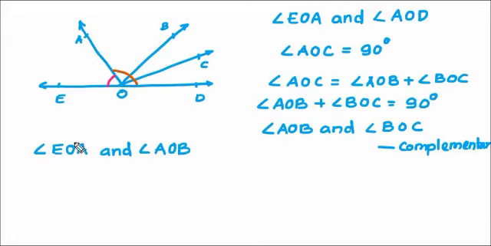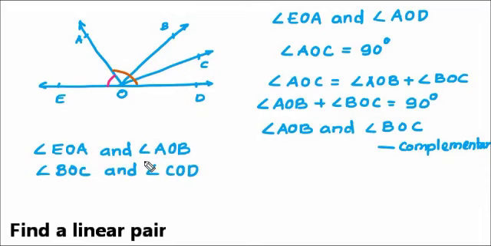So this is one pair, and the second pair we can see is again BOC and COD. Here OC is a common arm, OB and OD are non-common arms and they are on either side of the common arm OC. So this is another pair of adjacent angles. And if you see, these are neither complementary nor supplementary.